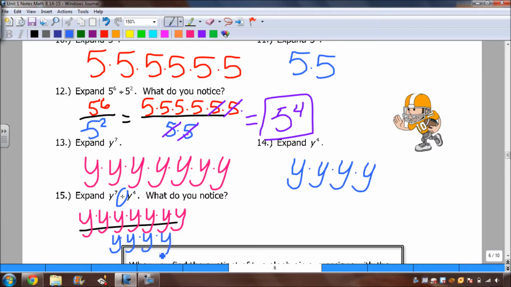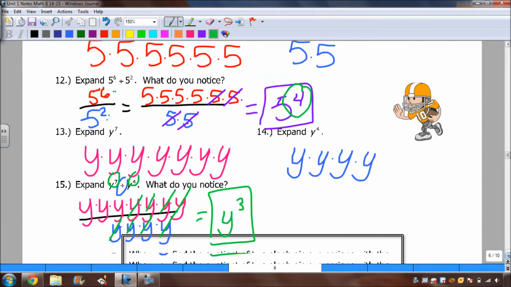Now let's see what's going to cancel out to give us the number 1. So this goes with this, this goes with this, this goes with this, and this goes with this. So I have y to the 3rd power left over. So hopefully you figured out the trick. In number 2, you have 5 to the 6th divided by 5 to the 2nd. You ended up subtracting the exponents to get 4. And same thing right here, you have y to the 7th divided by y to the 4th. So you subtract the exponents to get y to the 3rd power.